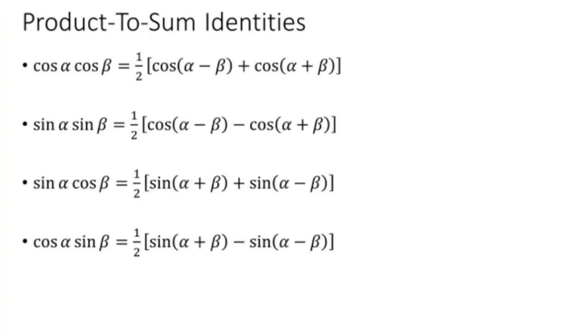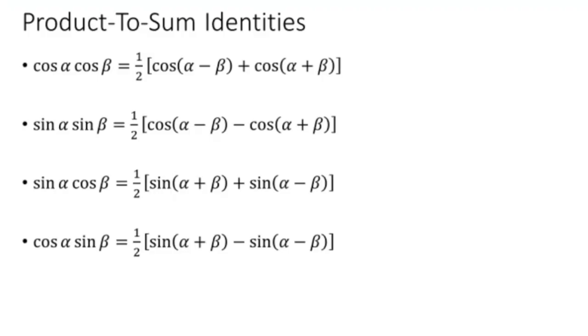Section 7.4, sum to product and product to sum formulas. In this section, we're going to take a look at two families of identities that allow us to write the product of two trig functions as the sum of trig functions, or the sum of trig functions as a product of trig functions. First, we'll look at the product to sum identities.